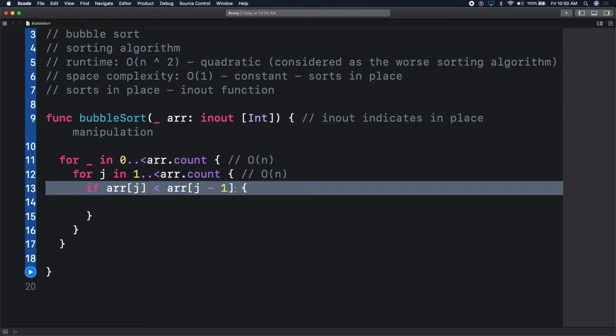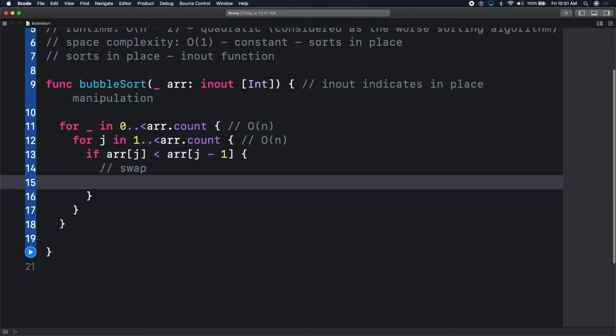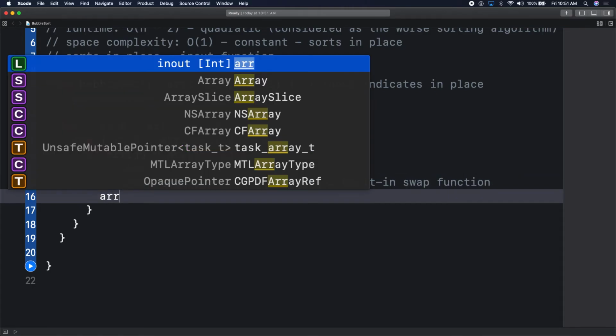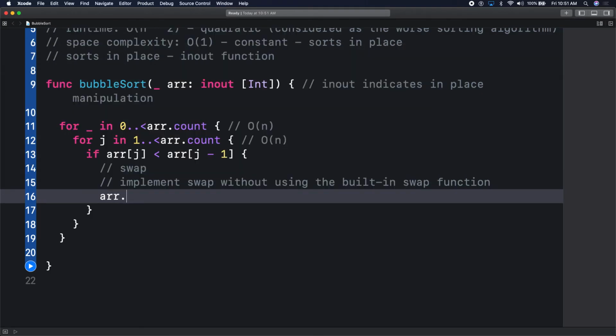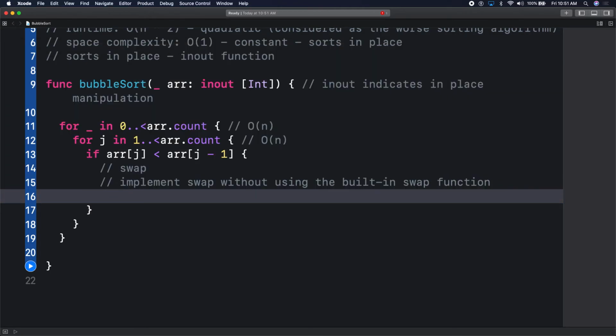If it is, then we want to do what? Swap. We want to swap, right? So if we come into this block here, then we want to swap. And here we'll implement swap without using the built-in swap function. The built-in swap function would look like this, right? So we have array swap, and here we see swapAt, right? So swapAt expects 2 indices. Do we see that? Cool. So we'll be doing a 3-liner as opposed to using this built-in function.